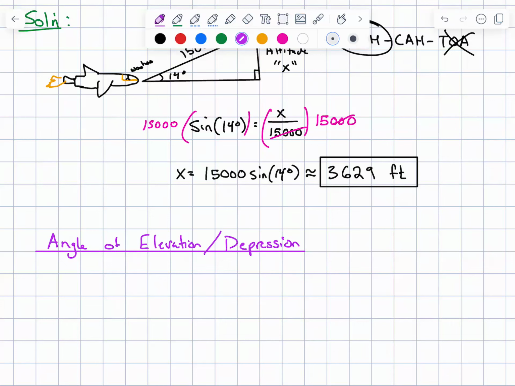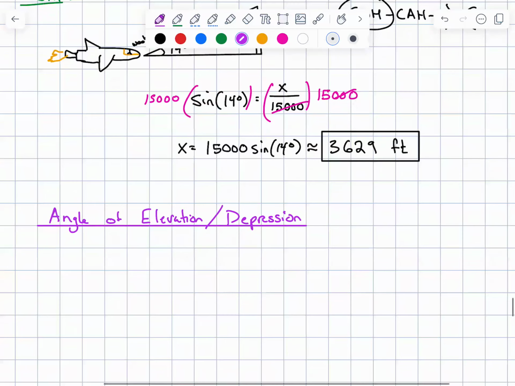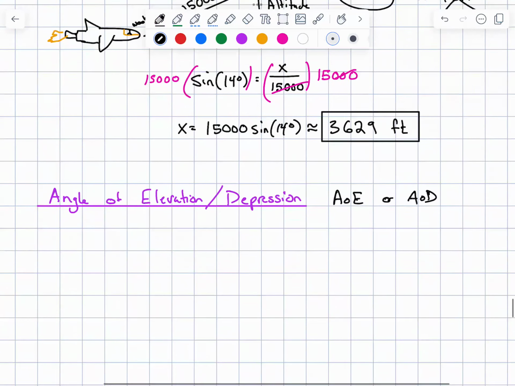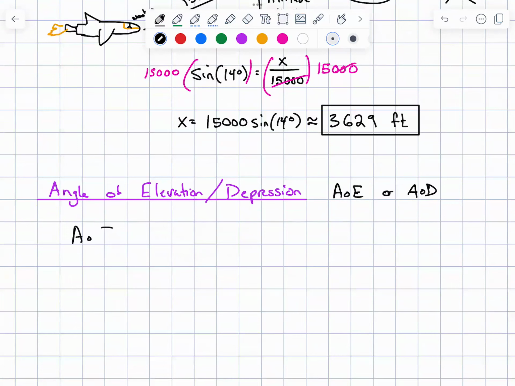So what is the angle of elevation? AOE or AOD, angle of elevation or angle of depression. So the AOE, the angle of elevation, is always based on an observer. So the observer is right here.